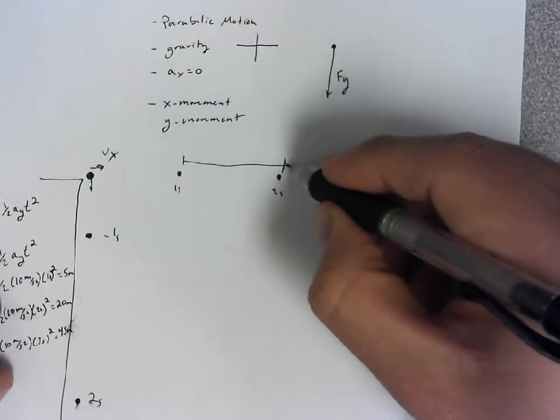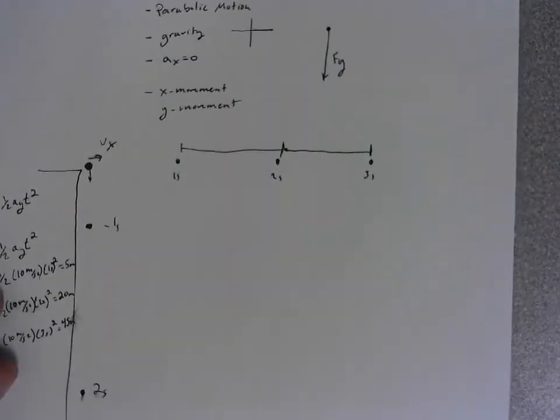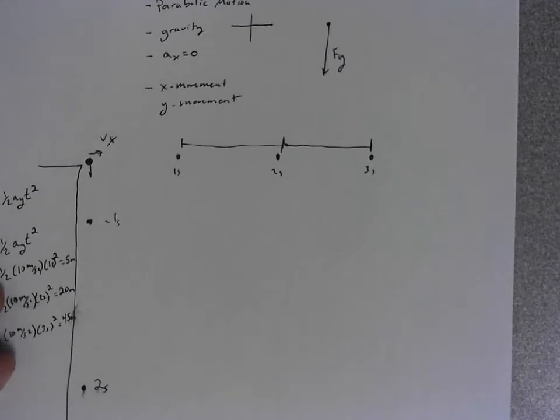Notice these right here, these intervals, they're equal to each other, okay? Because in this scenario, there's nothing to cause them to speed up or slow down in the x direction. My initial and final velocities in the x direction are the same.